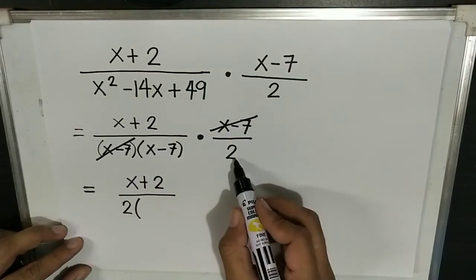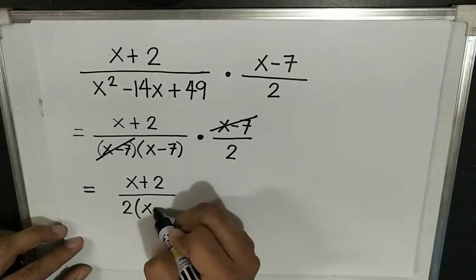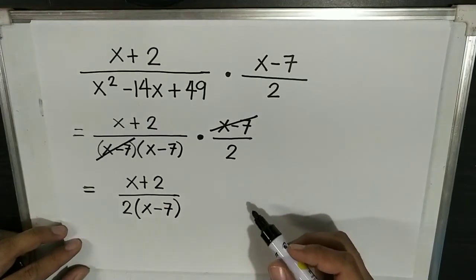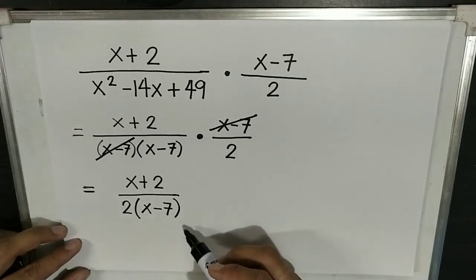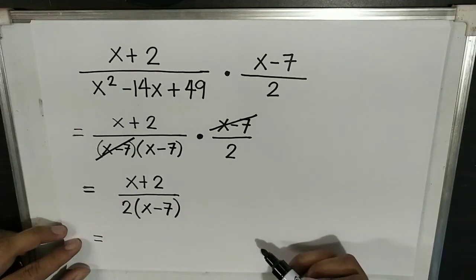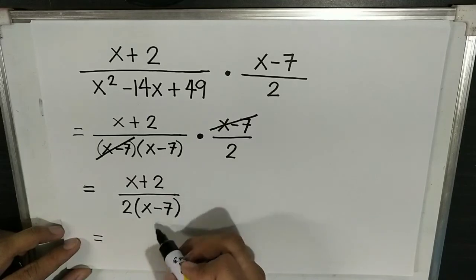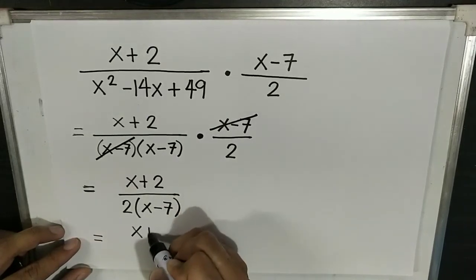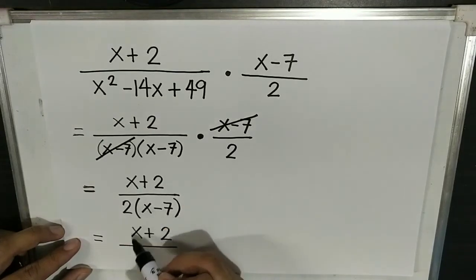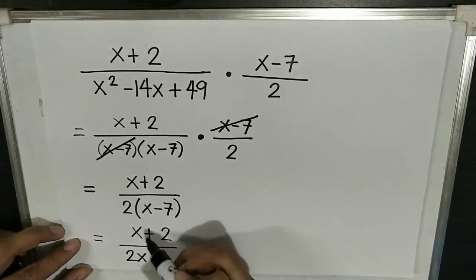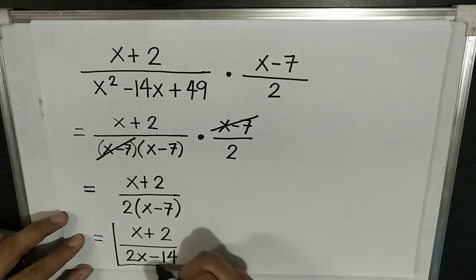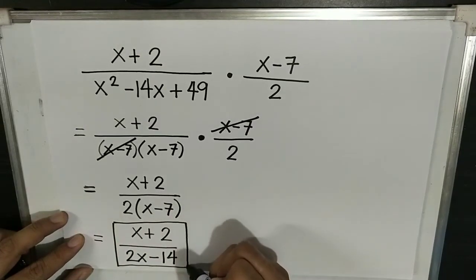Write first the monomial, then next is the binomial. So we have to arrange it so that it is not confusing to the students. So x plus 2, copy. Then we will simplify this one by distributive property. 2 times x is 2x. 2 times negative 7 is negative 14. So this is now the product.